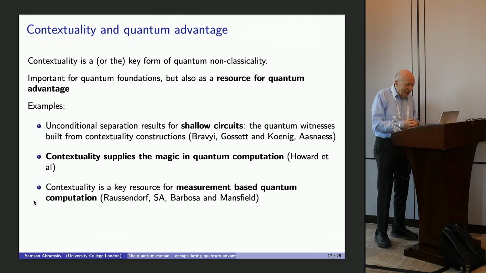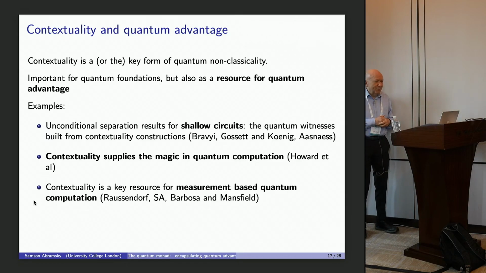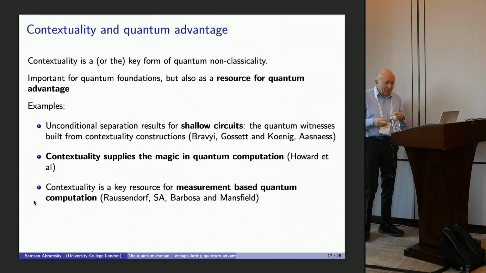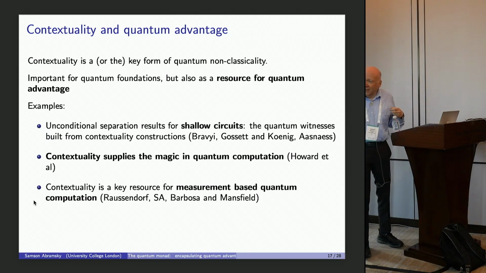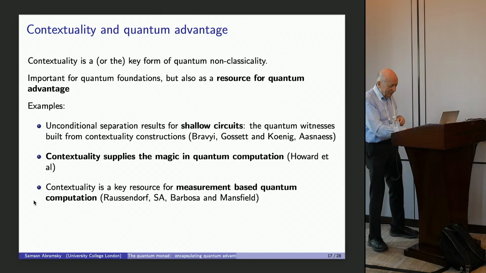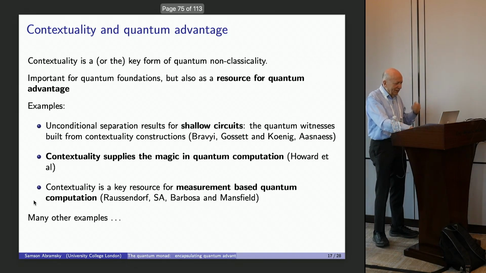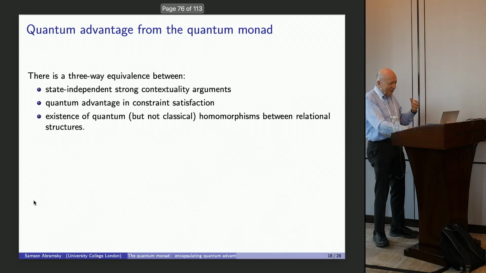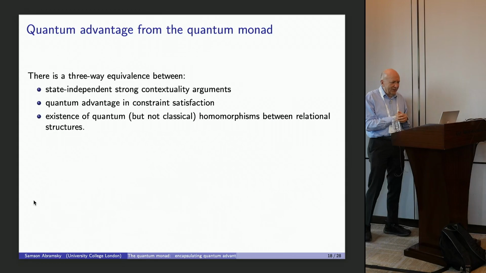And one more example, another important paradigm is measurement-based quantum computation. And again, provably, contextuality is a key resource for quantum advantage in measurement-based quantum computing, with work by Robert Raussendorf and then by myself and some colleagues on that topic. And there are many more examples. But anyway, the main point is that contextuality is very strongly related to quantum advantage.